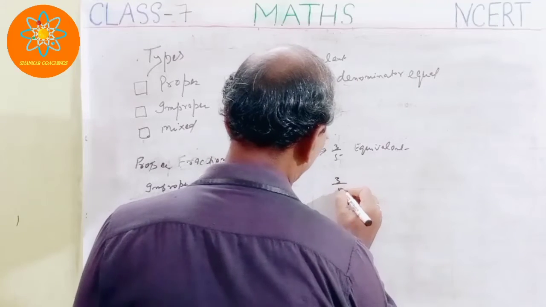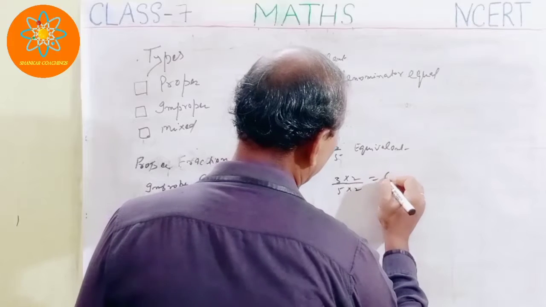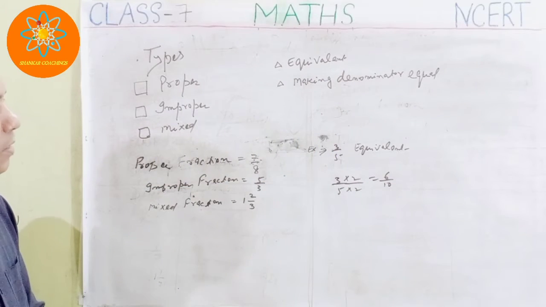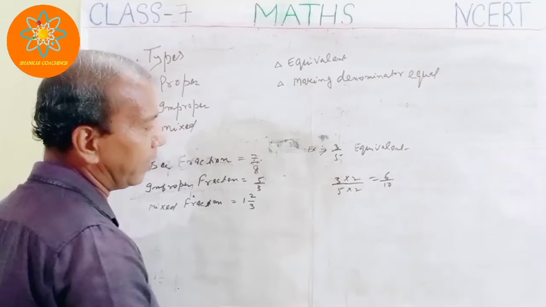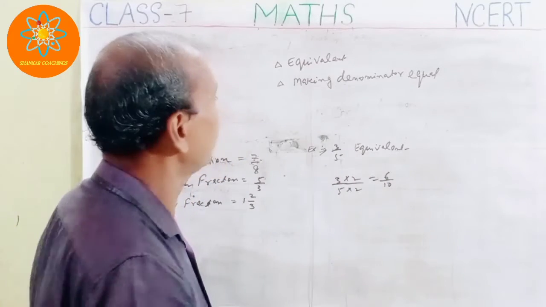Suppose 3 by 5 is there. I will multiply by 2 and 2. This is 6 by 10. So 6 by 10 is an equivalent fraction. Likewise, if I multiply by 3 and 3, I will get 9 by 15. So that is the equivalent.